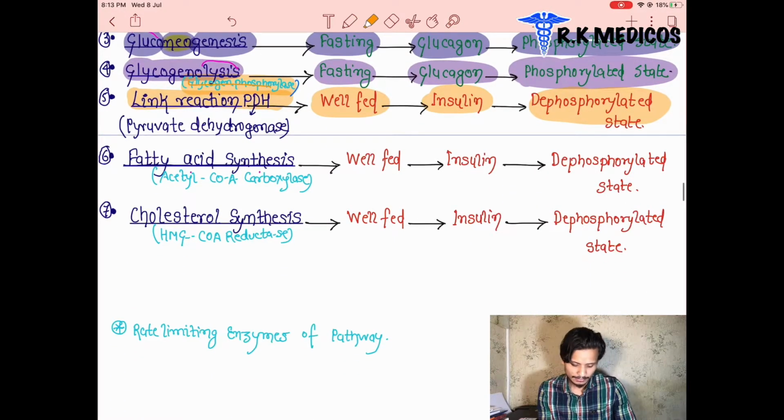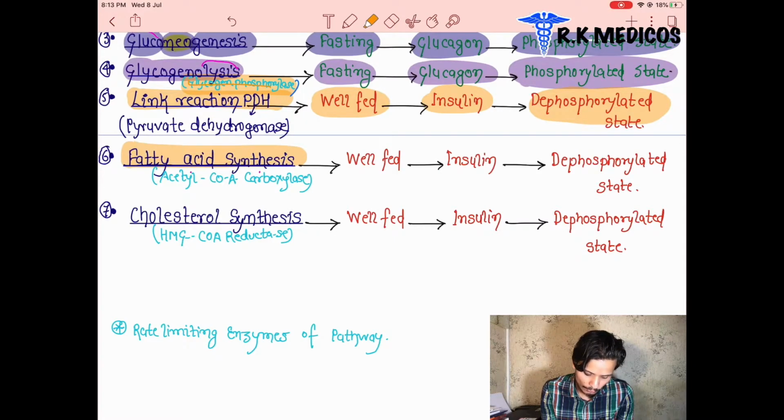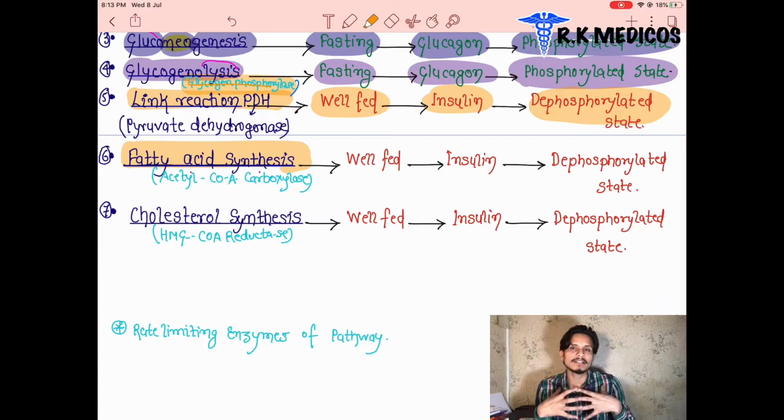Next point we can see fatty acid synthesis. When are we going to synthesize fatty acids in our body? When our body has excess energy, then the body is going to store this energy in the form of fatty acids. They basically form the adipose tissue or the fatty acids. Does this happen when the patient is fasting or well-fed? The body is going to store something, which means it happens in the well-fed state. It does not happen in fasting.